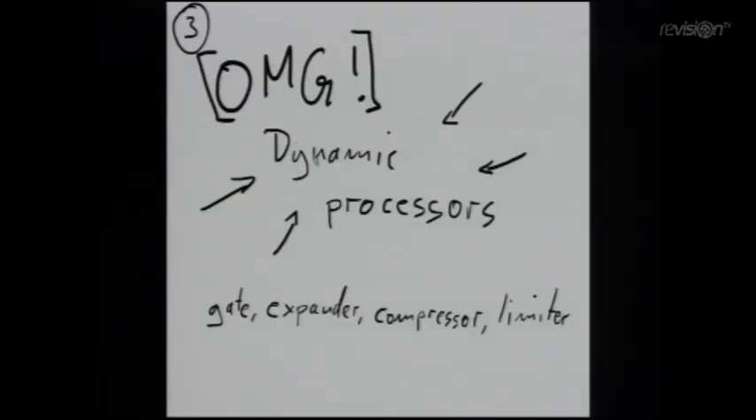Okay. Another pretty common tool that you might have stumbled upon when working with music software are dynamic processors, like gates, expanders, compressors, and limiters, which all follow the same underlying concept.